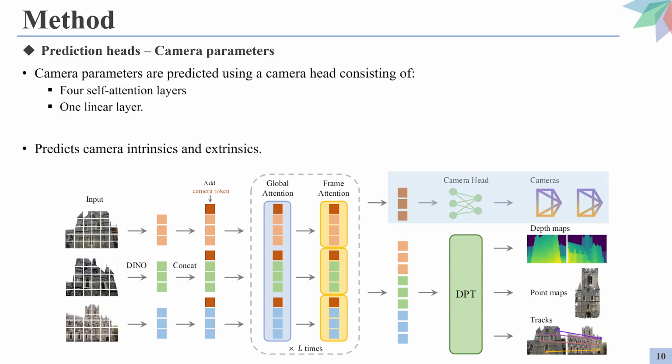The camera head consists of 4 self-attention layers followed by a linear layer. This head predicts rotation, translation, and field of view parameters for each frame. The first camera is fixed to the identity pose, so all other cameras are expressed relative to this first frame.